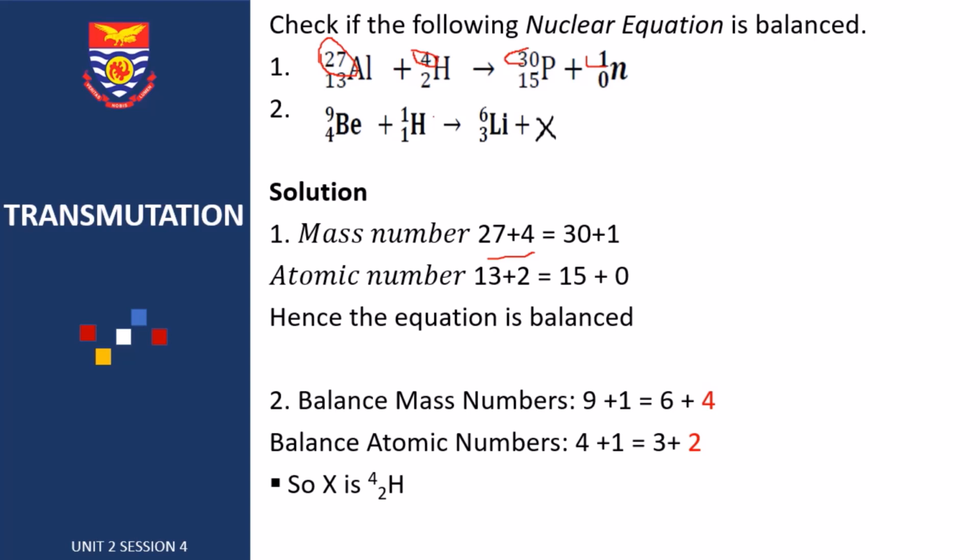The atomic number will also be balanced, because beryllium has 4 and hydrogen has 1, which is 5, and lithium on the right has 3, and the alpha particle, the helium atom that we are bringing in, has 2. So it's going to be 5 also. So this is helium, this is He.